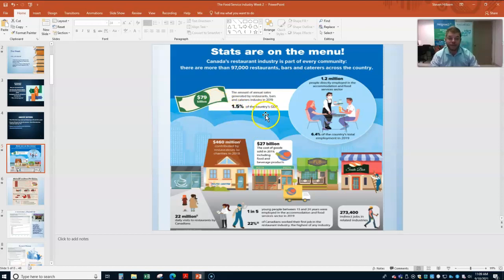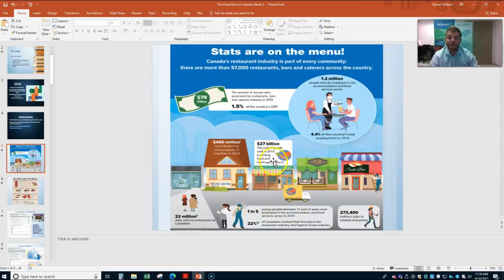The amount of annual sales generated by restaurants in 2019, so this is pre-COVID, is $79 billion, about 1.5% of the country's GDP. Almost 1.2 million people are directly employed in the accommodation and food service industry, 6.4% of the country's total employment. And just a lot of great stats, where 1 in 5 young people between the ages of 15 and 24 were employed in accommodation and food services. This is the first job for 22% of Canadians. We hire almost 300,000 indirect jobs in related industries.